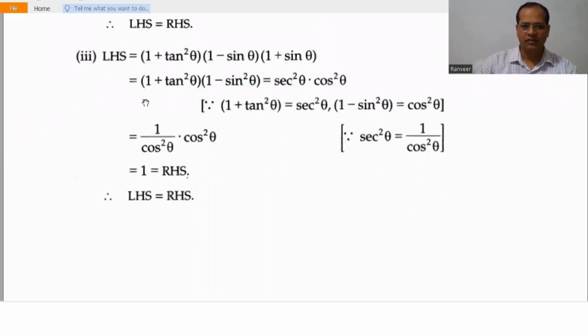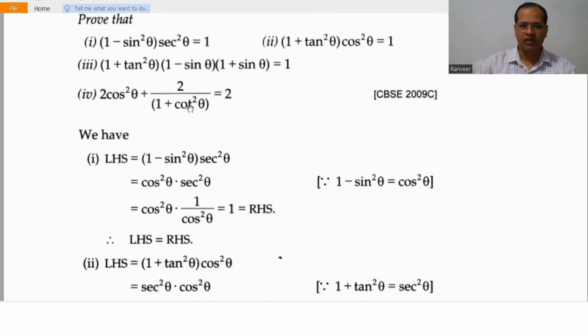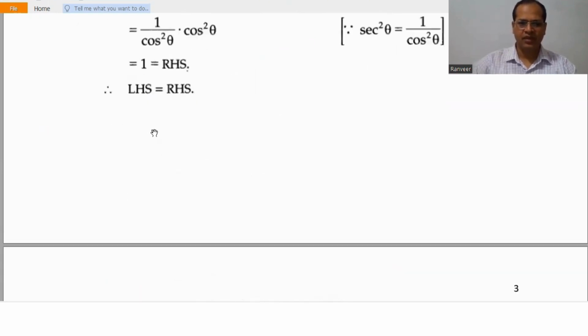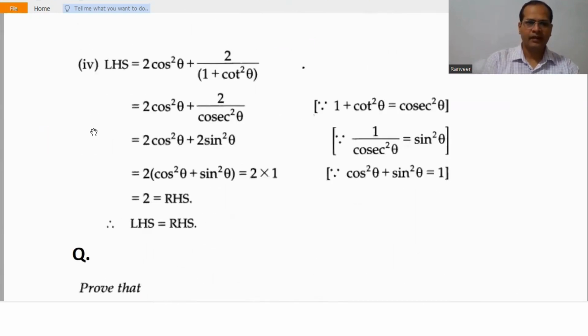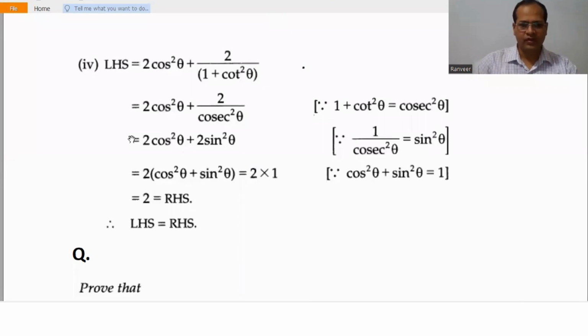Now question number 4: 2 cos square theta plus 2 by (1 plus cot square theta) is equal to 2. That is only possible when sin square theta comes here, then automatically sin square theta plus cos square theta becomes 1. In the fourth, 1 plus cot square theta is the value of cosec square theta, so 2 cos square theta plus 2 sin square theta is 2 into 1, equal to 2. So in this way, we can find the value.